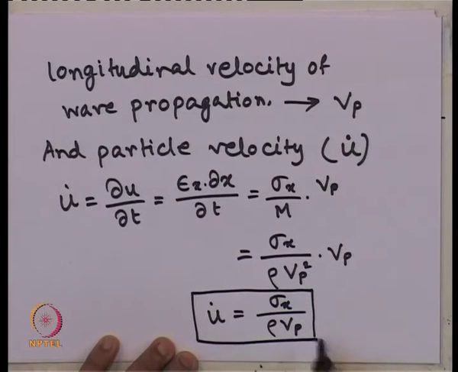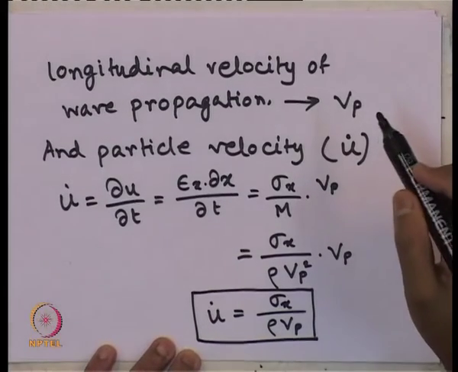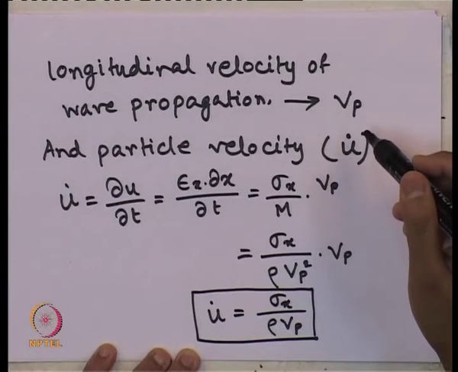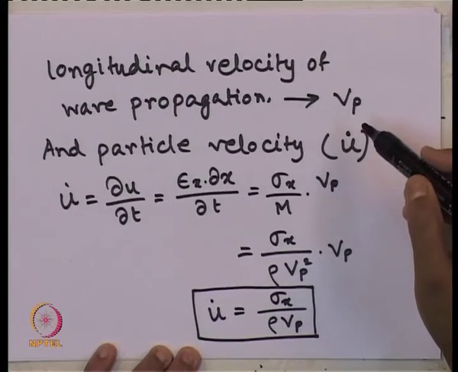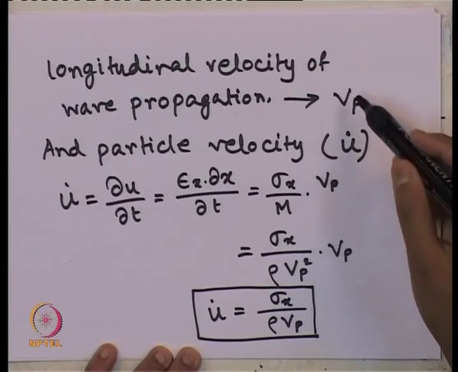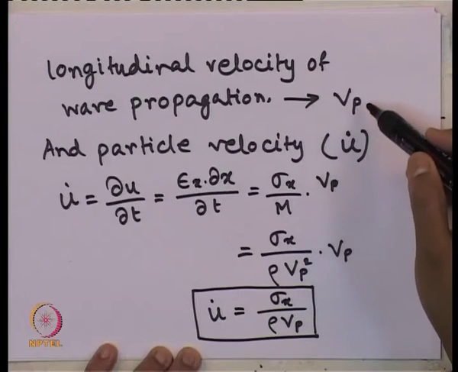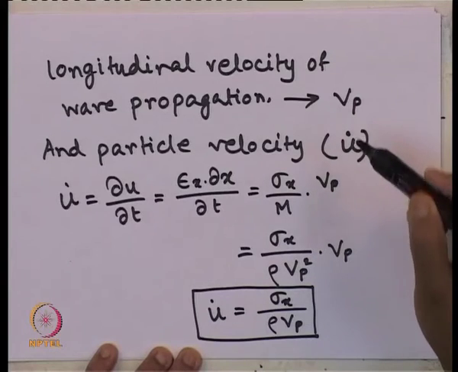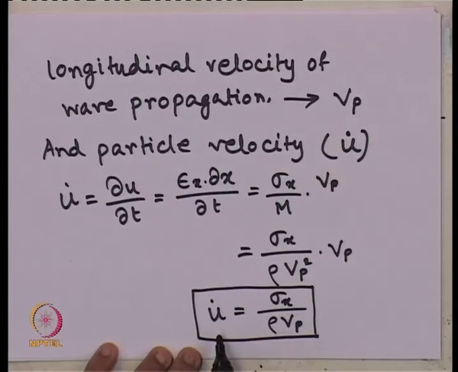So, what does it mean? If the longitudinal wave in one dimension for an infinitely long rod, the velocity of wave is V p, then the particle velocity is given by this stress divided by rho into V p.